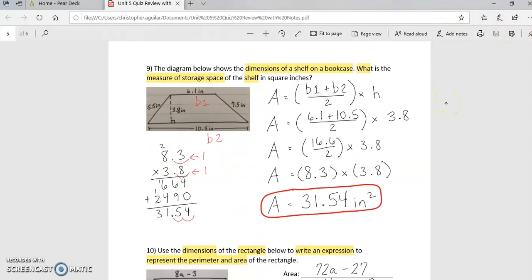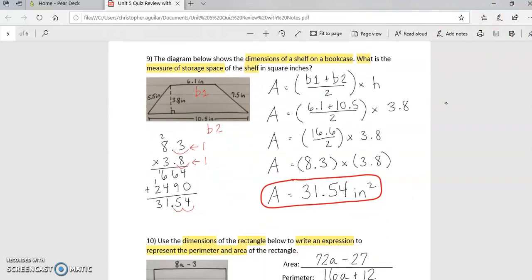The next problem, number 9, it says the diagram below shows the dimensions of a shelf on a bookcase. What is the measure of storage space of the shelf in square inches? So they have an oddly shaped bookcase here. It's shaped like a trapezoid. So they want to know, okay, how much area does this shelf take up? What's the amount of space it's taking up?